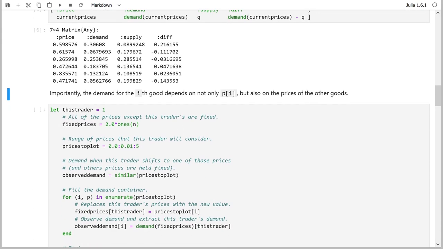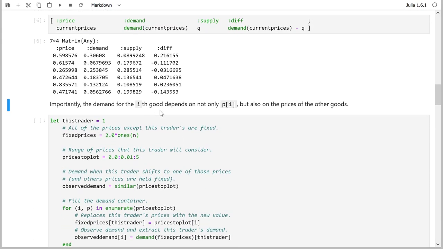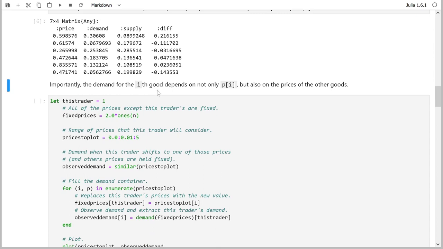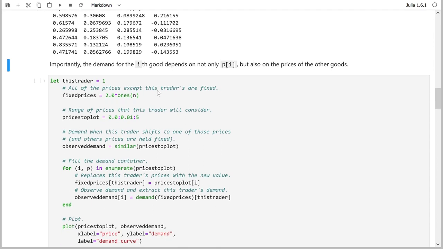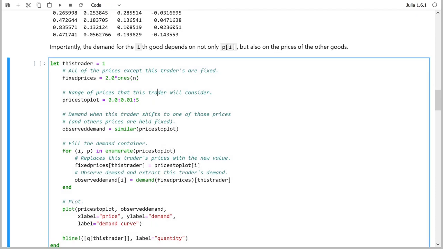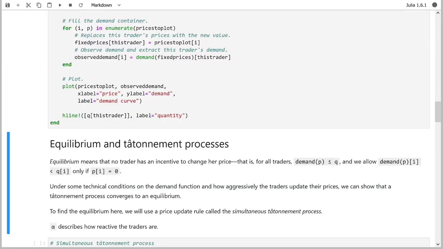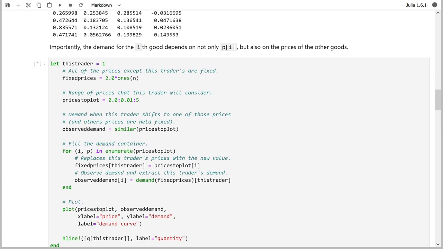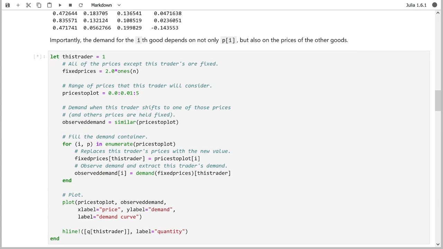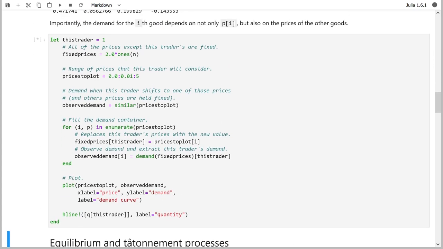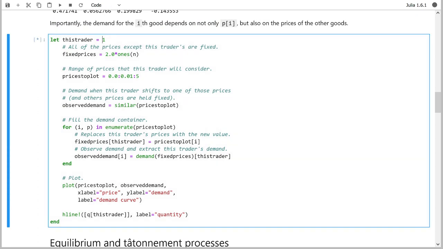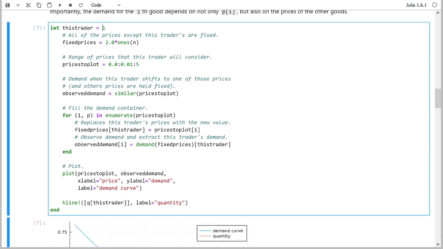An important thing to keep in mind here is that the demand for each good depends not just on my price, right, that I picked for my good, but also on how my competitors are behaving. So we're going to explore this a bit through a graph of one trader's supply curve, rather demand curve. So we're going to look just at trader 1, and I've used a let block here, so you can easily switch this to trader 2 or another trader if you want to see what their curve looks like.